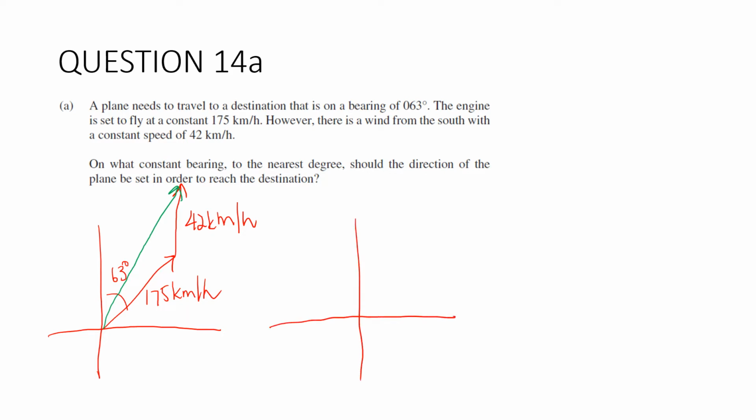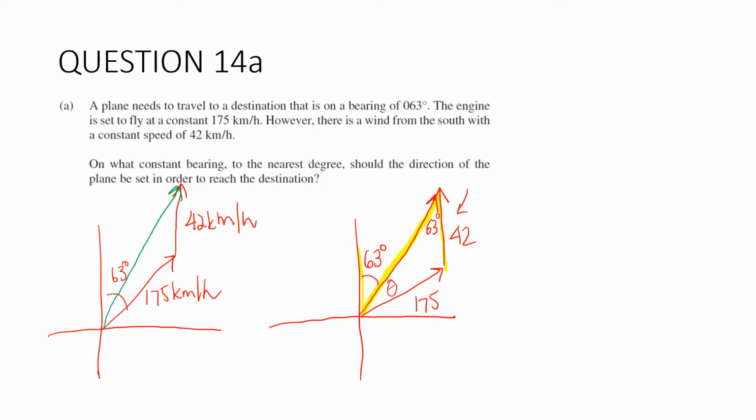It needs to fly down here so that when the south wind comes, here is its path, and this is 63 degrees here. So this is 175 and this is 42. Now what else do we know? We know that these are alternate angles because this wind here is directly from the south. So that makes this angle 63 degrees, and we want to work out this angle here.